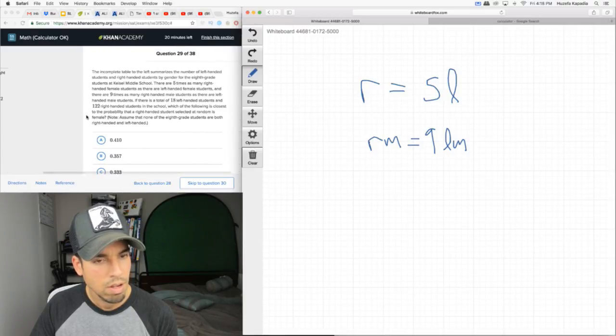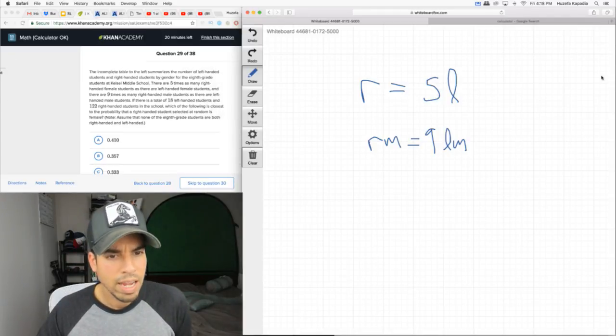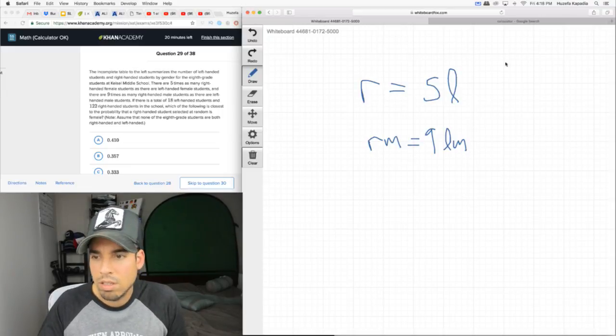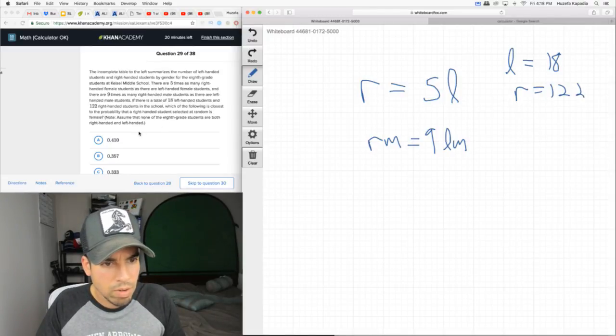Wait, so is the graph? Oh, it is incomplete. Okay. If there is a total of 18 left-handed students and 122 right-handed students, L equals 18, R equals 122. What is the closest probability that a right-handed student selected at random is female?